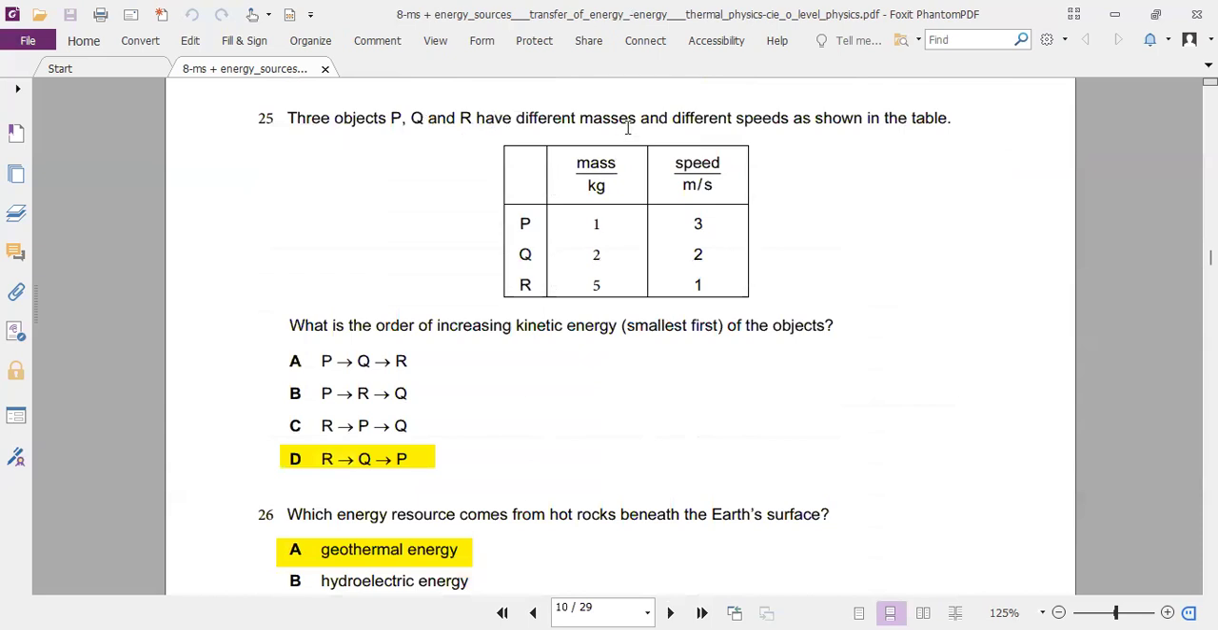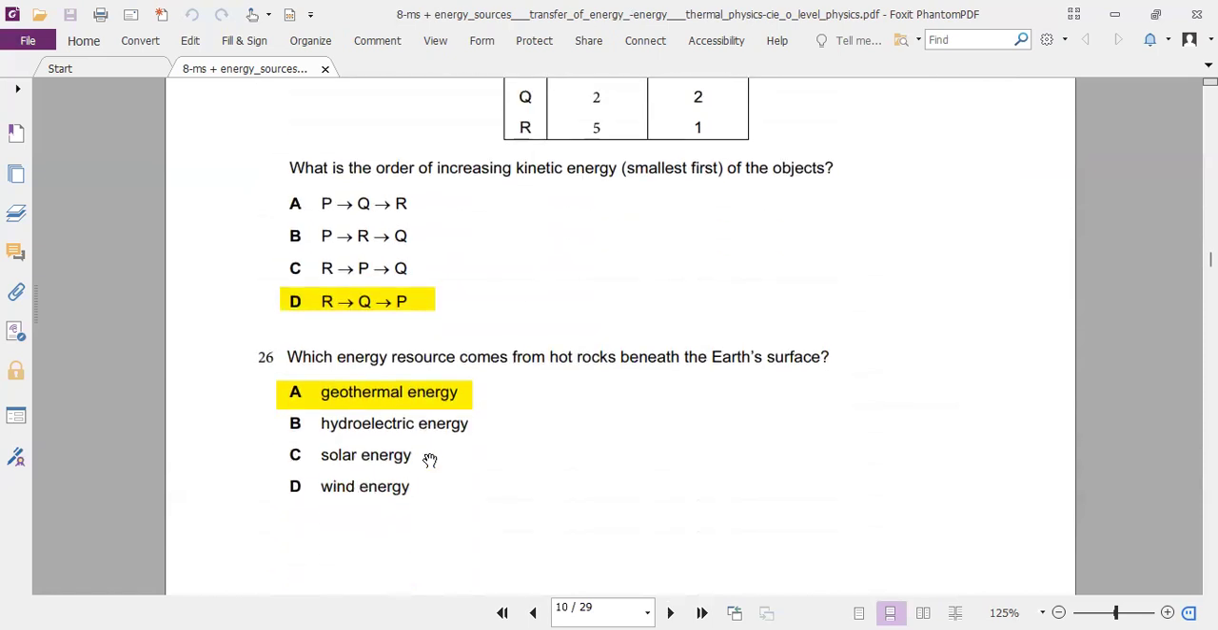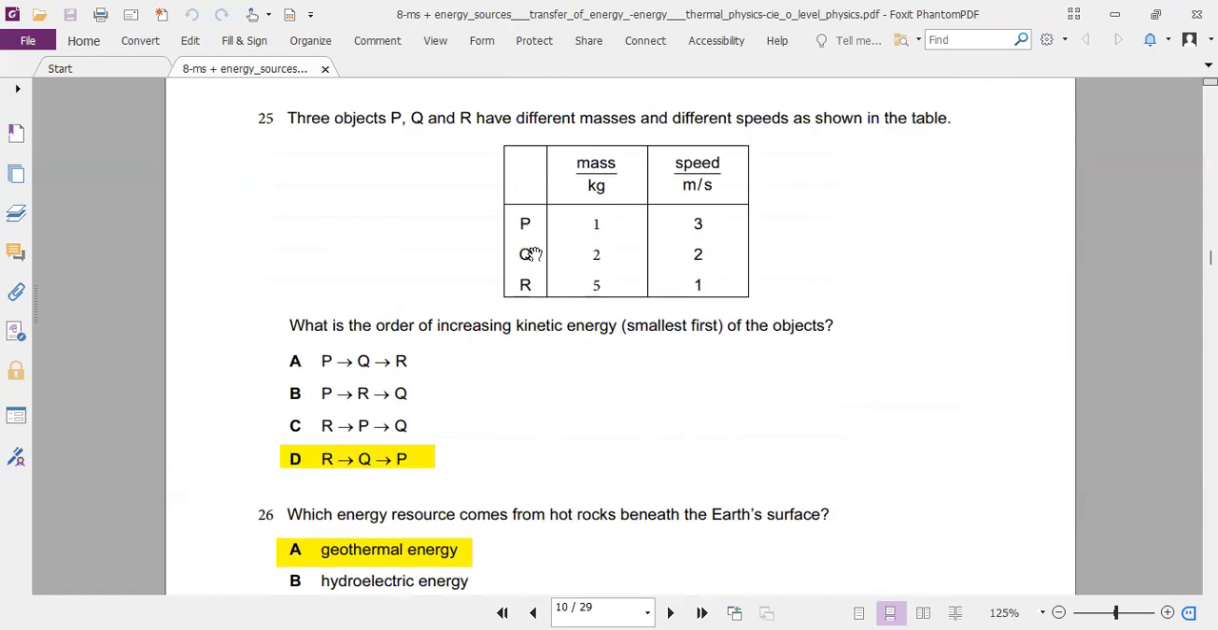There are subjects with different masses and different speeds. Arrange from smallest to largest kinetic energy. Just substitute these in the formula. That gives you that R is the least, then Q, and then P. The formula we will be using here is the kinetic energy formula, half mv squared.